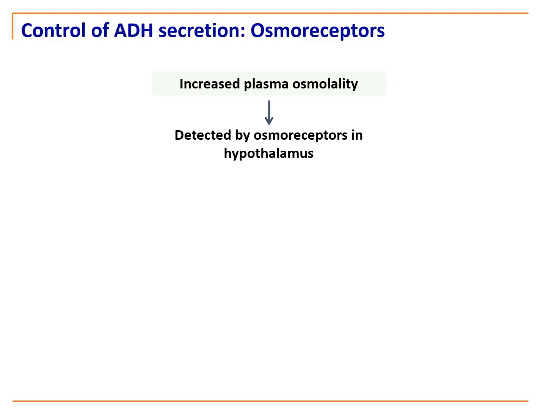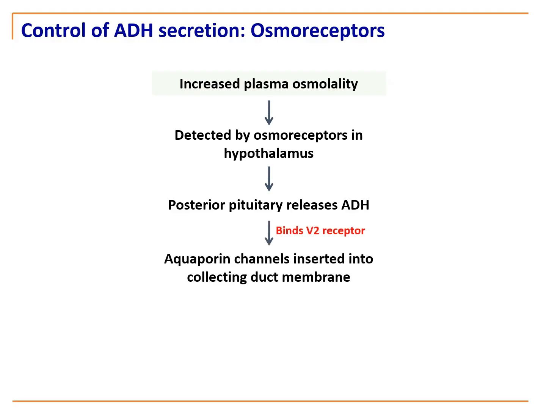If you have an increase in your plasma osmolarity, that is detected by the hypothalamus. You have cells there that have osmoreceptors that detect a change in the concentration of the overall plasma. That is detected, and that causes the posterior pituitary to release ADH. The hypothalamus and posterior pituitary communicate with each other through nerve fibers, and that triggers the release of ADH.